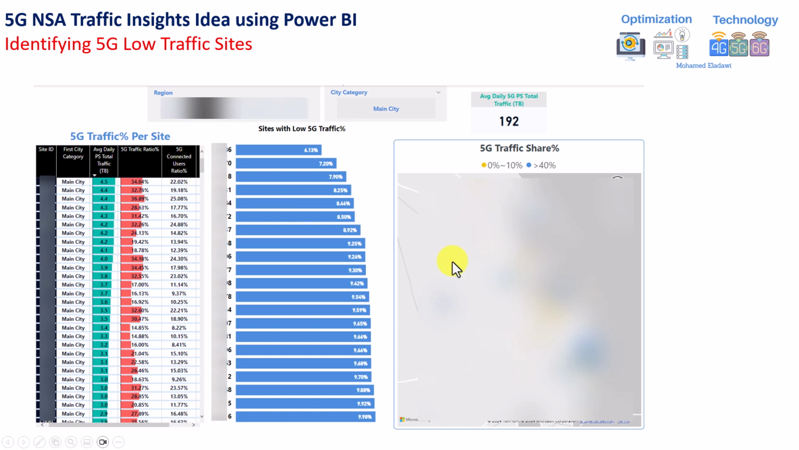So they can give you an estimation. Then you can start plotting this in the map, as you can see here. You can plot this in the map to see where the low traffic sites are. And this is, for example, the penetration of 0, 10%, and 40%. So you can know which areas are generating high traffic and which areas are generating low traffic.